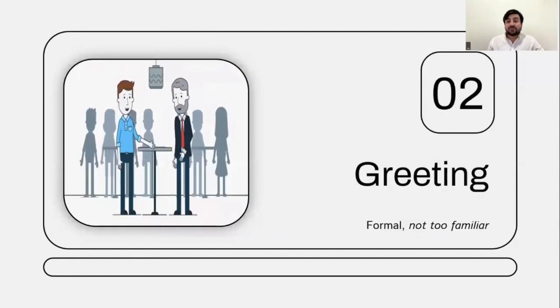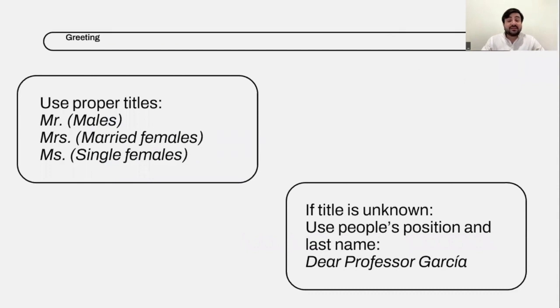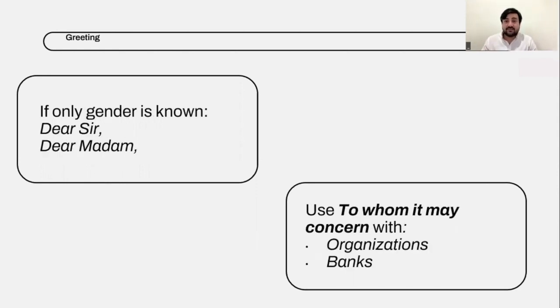The greeting salutes the reader, so it should respect the person's gender, and it should include the person's title along with their last name: Mr. for men, Mrs. for females that are married, or Miss for females that are single, along with their last name. Also, if the gender of the person is unknown, you can always go by the person's position. For example, President Perez, Dr. Garcia, or as in this case, Professor Garcia.